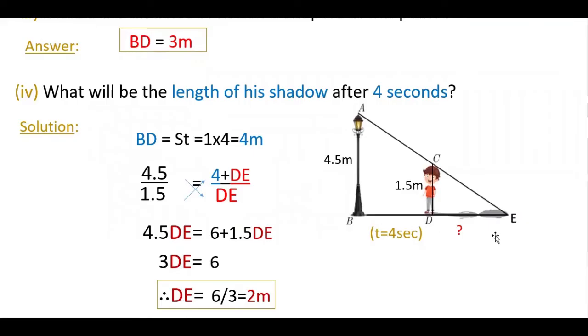Once you calculate BD, then you can easily calculate DE. So apply the corresponding ratio, corresponding sides ratios are equal. So 4.5 by 1.5 is equal to, here this is 4 plus DE by this is DE. Then cross multiply, then you will get 4.5 into DE is equal to 1.5 into 4, that is 6 plus 1.5 DE. Then 4.5 DE minus 1.5 DE is 3 DE is equal to 6. Therefore, DE is equal to 6 by 3, that is 2 meters. So, here DE is the shadow length after 4 seconds. So, the position of Rohan is here and this is the shadow length. So, after 4 seconds, the shadow length is 2 meters.